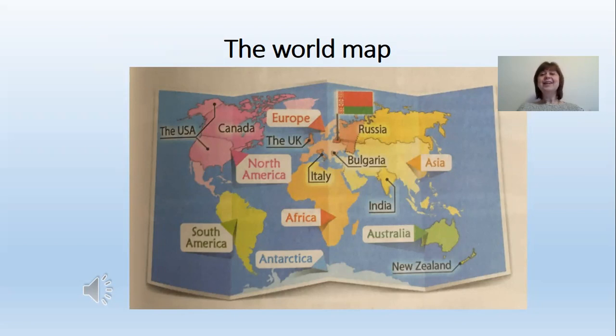Okay, so which is the largest continent? Asia. Which is the smallest continent? Australia. It's interesting that in the UK and the USA, people think that there are seven continents. But in Belarus and in Russia, people think that there are six continents because Europe and Asia are one continent. And in Italy and in Brazil, people think that North and South Americas are one continent too.